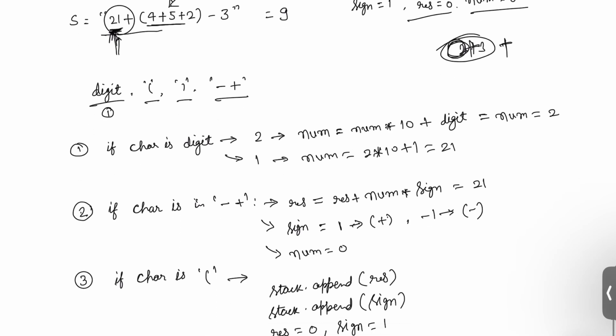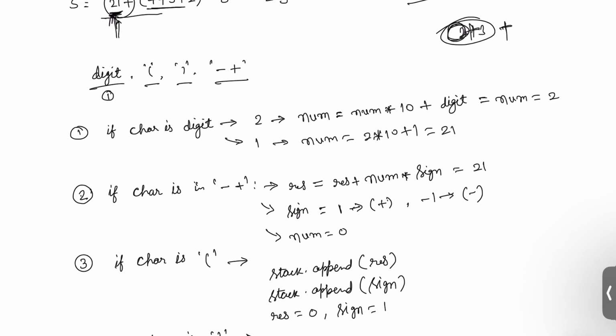See, now 4 goes num, then plus sign goes, then result will be 4 and sign will be updated 1. Then again 5 will come, then num will be 5 and the result will be 9. Then again plus sign will go after 5, then sign will be 1. Then again num will go 2. So 4 plus 5 plus 2. Here we have updated what? This value has been updated as 9. And now sign is here 1 for plus and num is here 2.